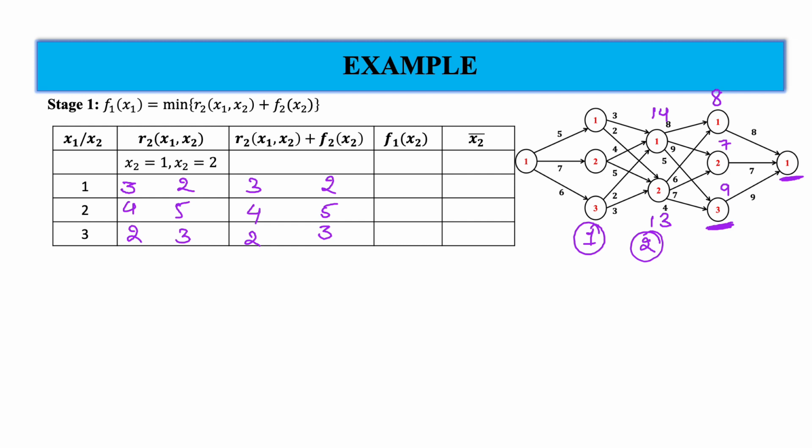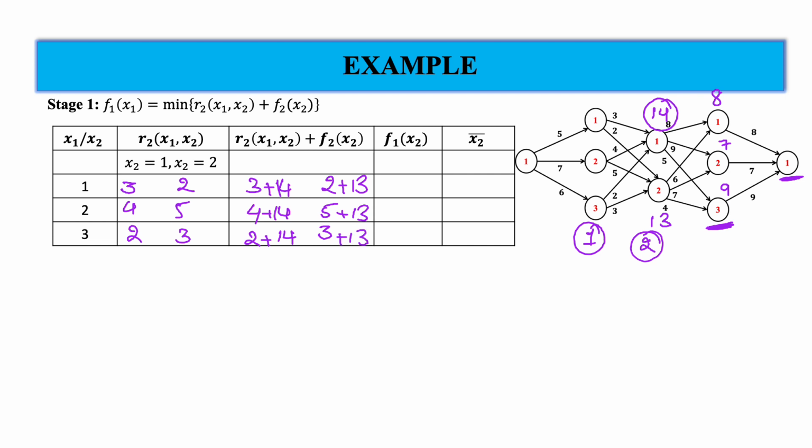Now if you see, going 1 to 1, it's 3. Then what is the optimal value? 14. Add the 14. From 1 to 2 the arc length is 2 and the optimal value is 13, the minimum value. Similarly 4 plus 14. Here it is 13, 14 and 13.